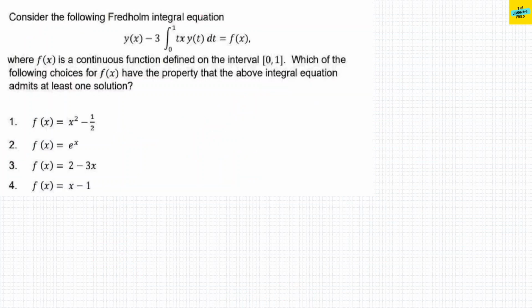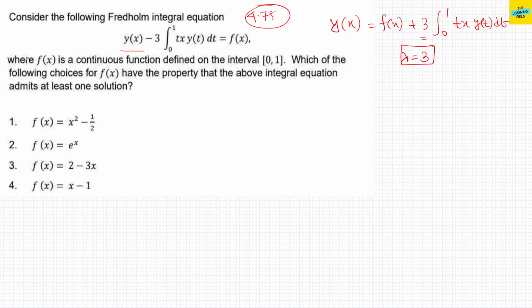Next question. This is a 4.75 marks question. The question says: consider the Fredholm integral equation y(x) minus this. So if we write this integral equation, then we can write y(x) equals f(x) plus 3 times the integral from 0 to 1 of t x y(t) dt. Now if we compare this with lambda times the integral from 0 to 1, then we easily see that the lambda value here is 3. Now read the question: where f(x) is a continuous function defined on the interval 0 to 1, which of the following choices of f(x) has the property that the above integral equation admits at least one solution.